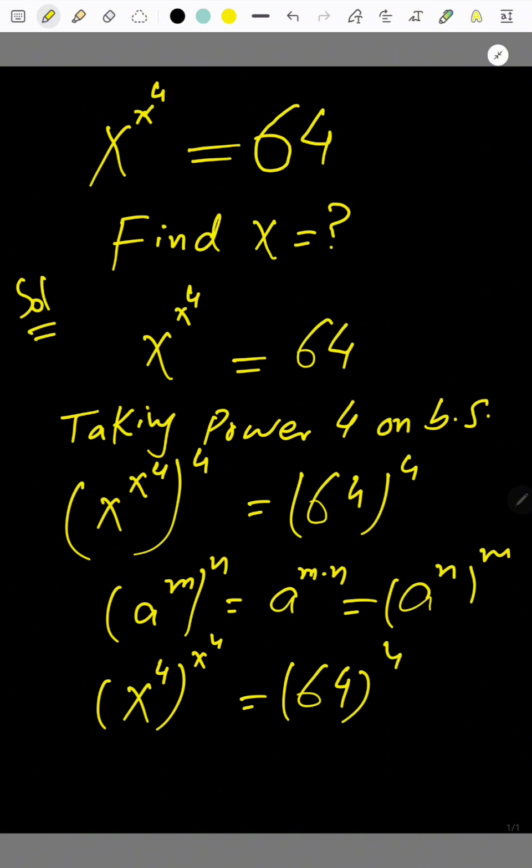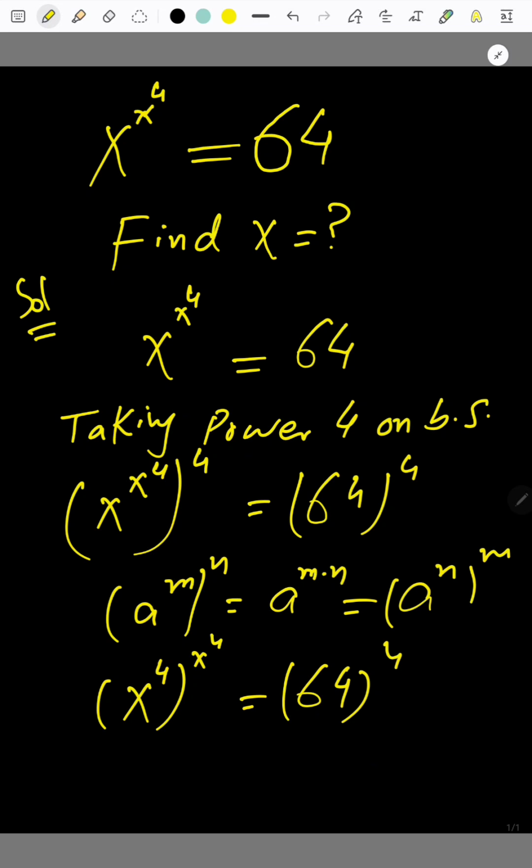In order to solve the problem, now we have a very beautiful form of this one. We have a base and the same power. Actually, this is x raised to power 4 whole power x raised to power 4. So if on the right hand side we get such the same expression, then it will be useful for us and we can easily solve the problem. Okay, now let's simplify the right hand side.